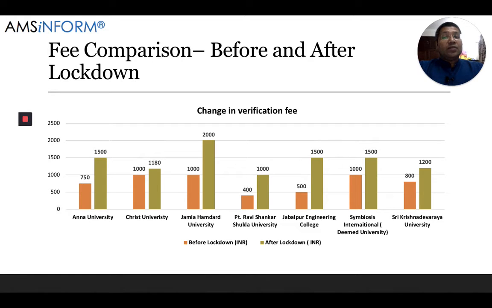For example, Anna University, before lockdown, and when I say before lockdown, I mean till 31st of March 2020, the university verification fee was 750 rupees.